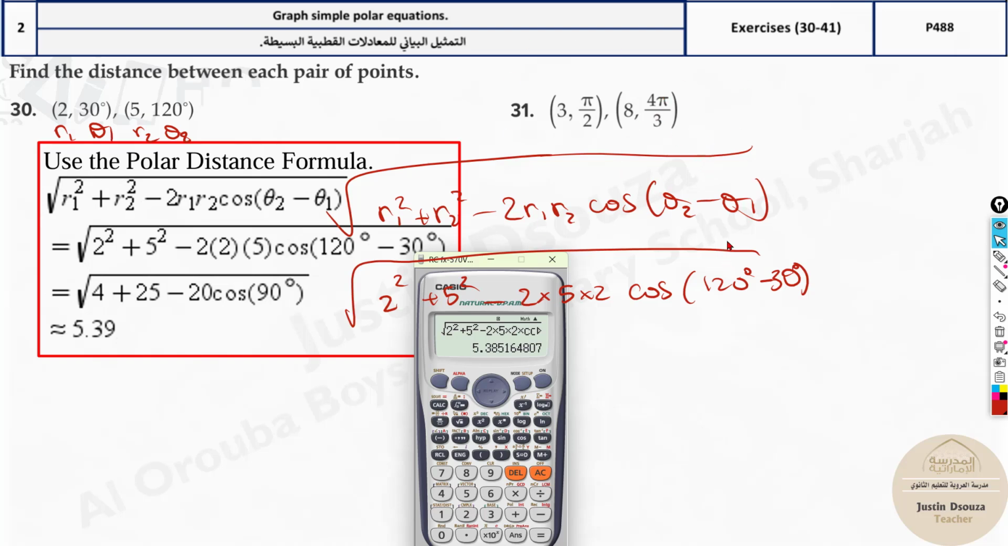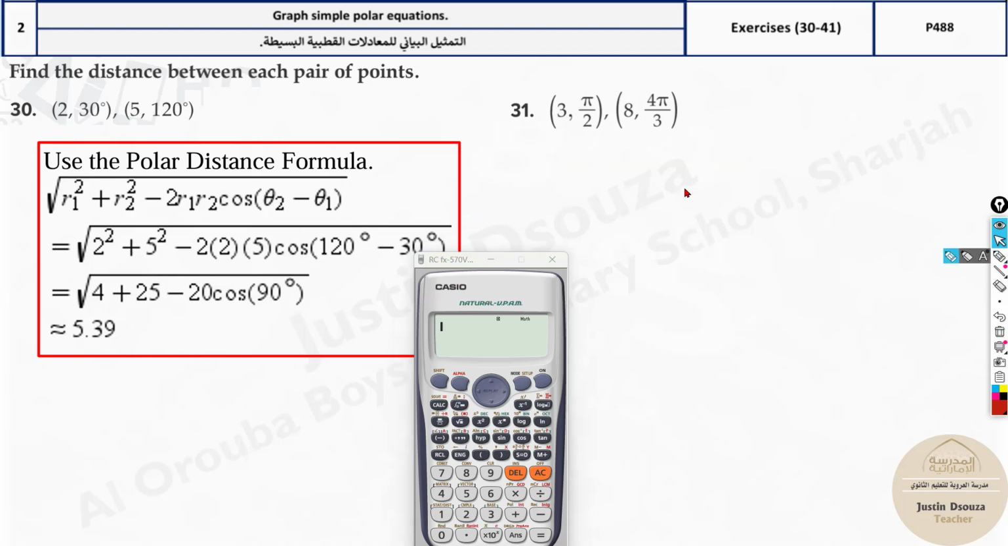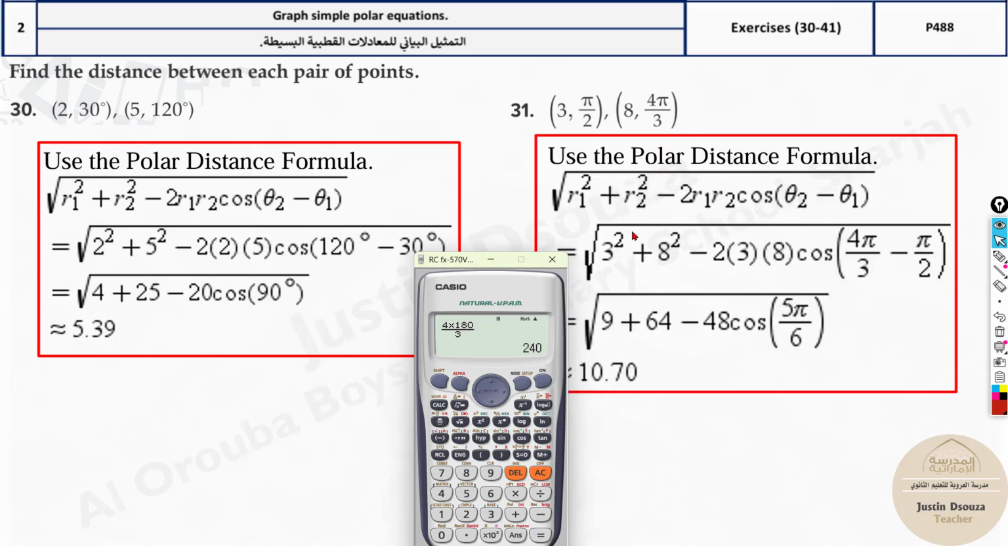Here you can use radians as theta directly, but then you will have to press shift mode and change it to radians. But what I would honestly suggest is to convert this to degrees. Pi by 2, how much is it? 180 by 2, it's 90 degrees, right? Take it as 90. 4 pi by 3. So wherever pi is there, just put 180 degrees, so 4 times 180 divided by 3, and the answer is 240. So use 90 and 240 degrees here and solve it, you will get the correct answer itself.